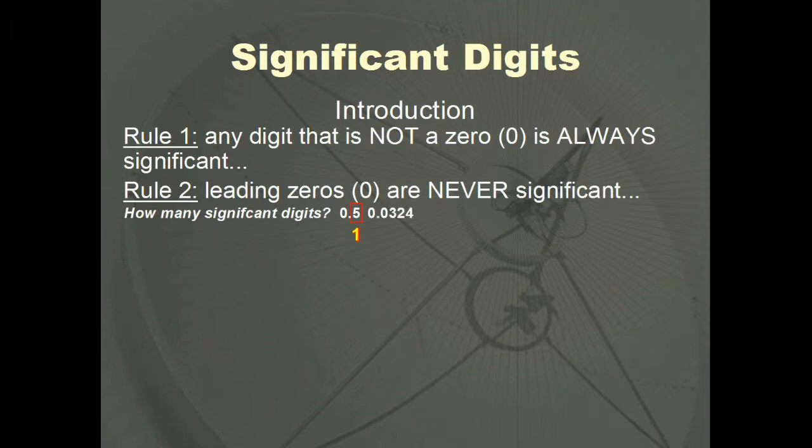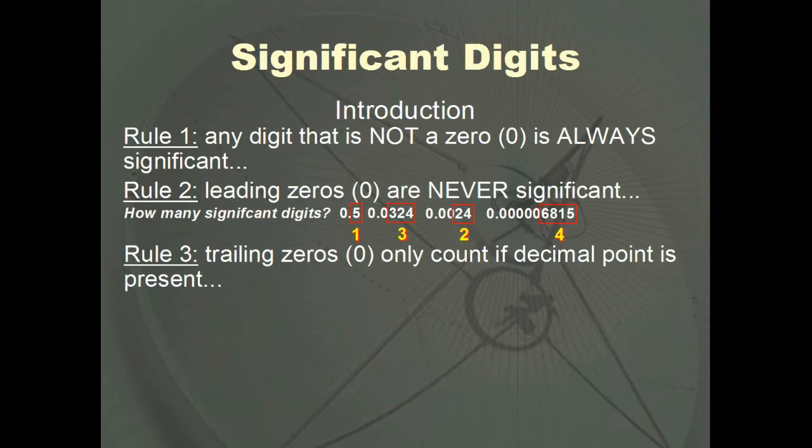What about 0.0324? Again, my 0.0 are leading zeros. They are never significant. Hence 324 gives me 3 significant digits. 0.0024. Answer is 2. And what about this number? Well, the leading zeros are never significant. Hence only the 6815 part is significant, and I have 4 significant digits. That satisfies rule number 2 and rule number 1.